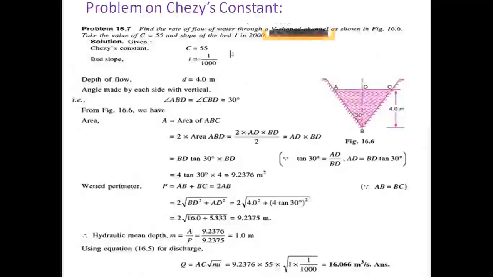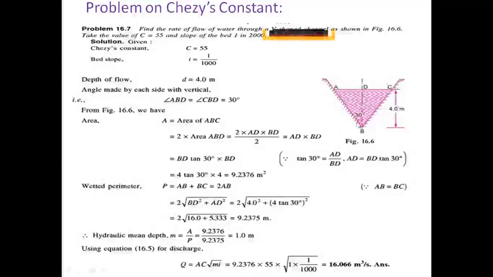Find the rate of flow of the V-shaped channel. Previously we saw the trapezoidal channel, the half rectangle channel and the semi-circular channel. But in this problem the channel shape is a V-shaped or triangular channel. For this channel, we need to find the discharge or rate of flow.